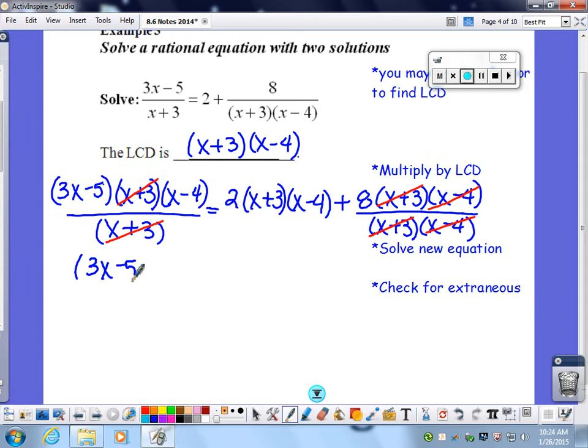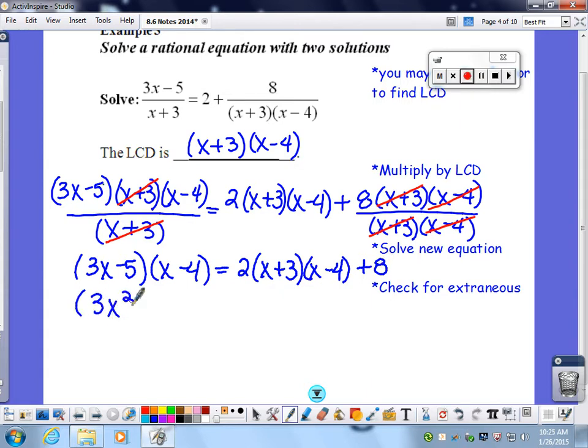We have 3x minus 5 times x minus 4. We have 2 times x plus 3, x minus 4, and don't forget about the plus 8. Alright, let's FOIL. For the first expression, we're going to get 3x squared, negative 12x and negative 5x is negative 17x, plus 20.